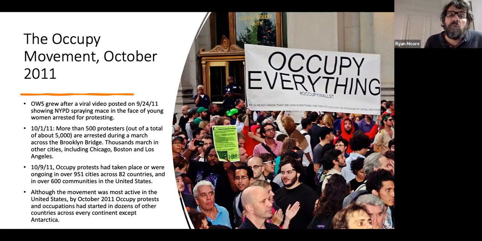So then in October of 2011 is when this movement really begins to spread. On October 1st, more than 500 protesters are arrested during a march across the Brooklyn Bridge. There are also huge marches that take place in Chicago, Boston, Los Angeles. By the following week, Occupy protests had taken place or were ongoing in over 951 cities across 82 countries and in over 600 communities in the United States. It's kind of amazing to see how fast and how widely this movement spread within just a matter of a couple of weeks, and again, a testament to the way in which people were able to use these technologies and social media to spread the word.